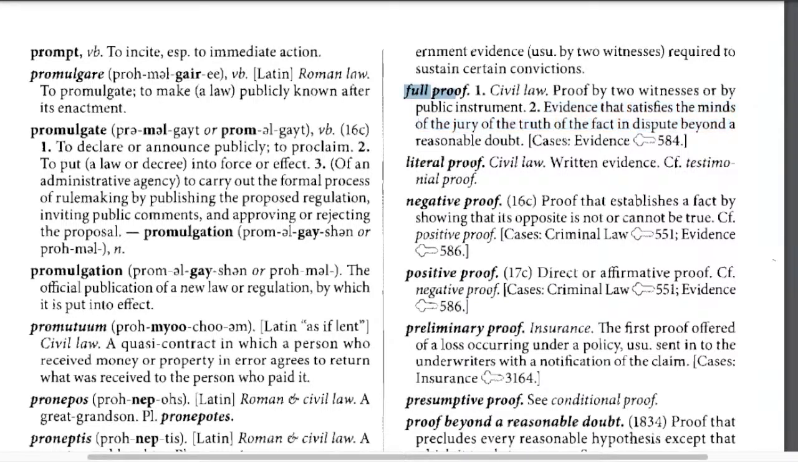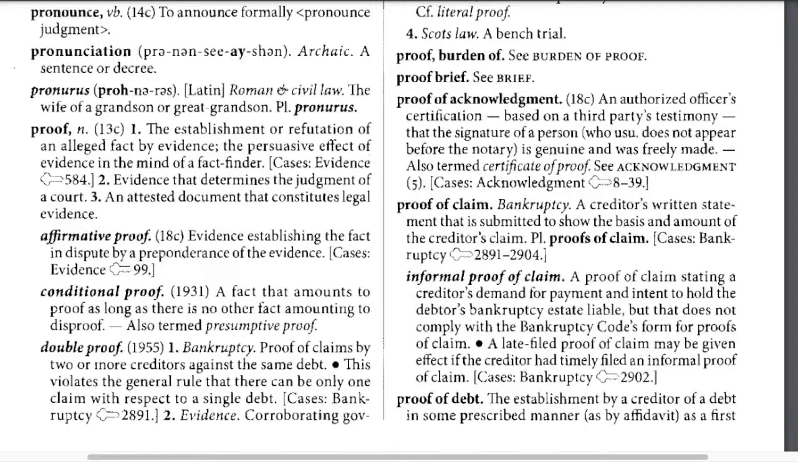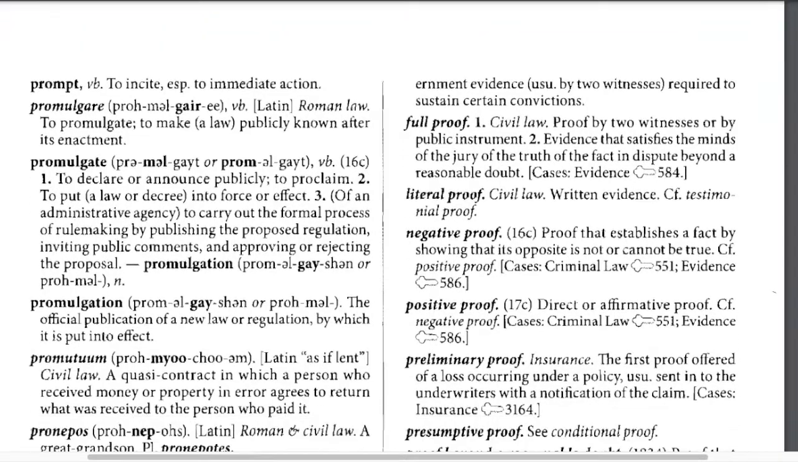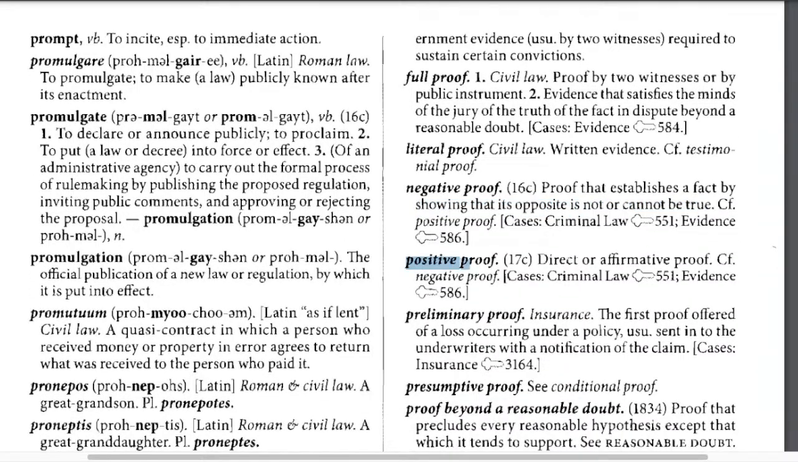So that's the full proof, as opposed to the affirmative proof. That's a preponderance of the evidence. The affirmative proof affirms, but the full proof in civil law is a proof by 2 witnesses or by public instrument. It's the evidence that satisfies the minds of the jury of the truth of the fact in dispute beyond a reasonable doubt. No preponderance, beyond reasonable doubt. Literal proof, civil law, written evidence. Negative proof, 16th century. Proof that establishes a fact by showing that its opposite is not or cannot be true. Positive proof, 17th century. Direct or affirmative proof.